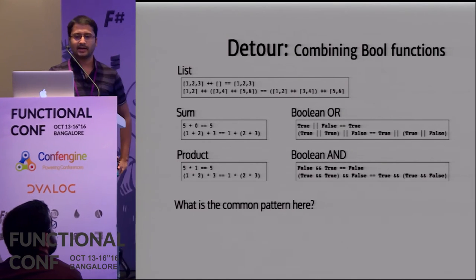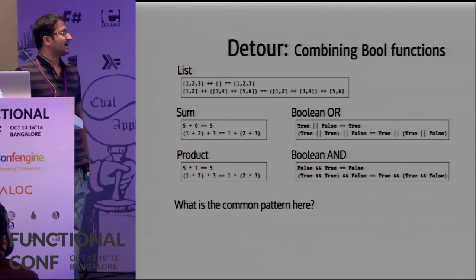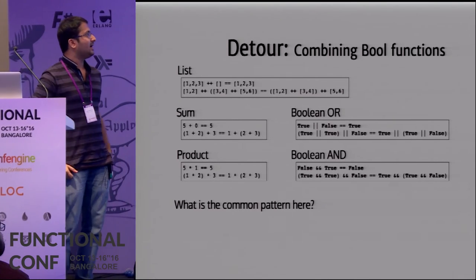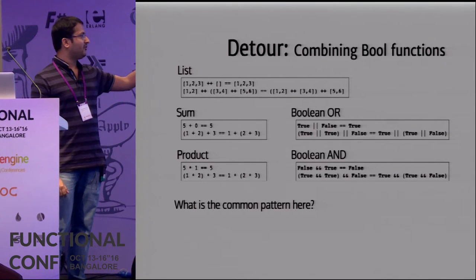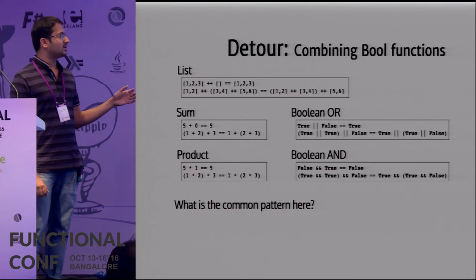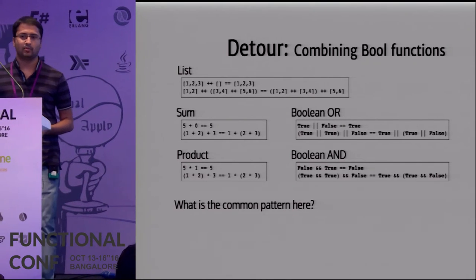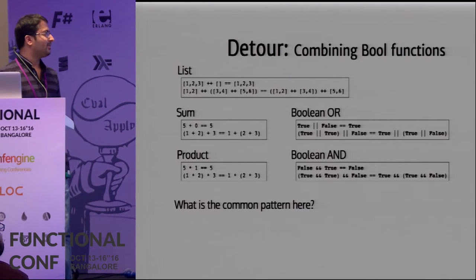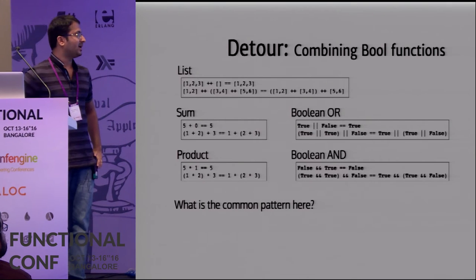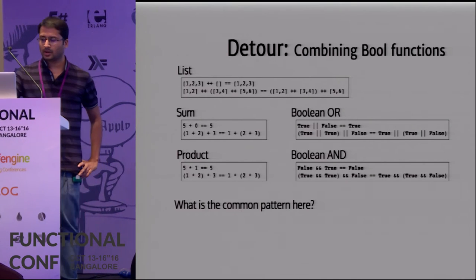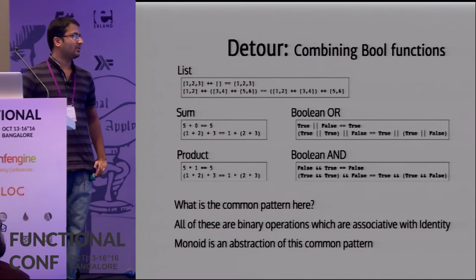So the first common pattern here is identity. If you add an empty list to any list, you get back the same list. If you add a zero to a number, you get back the same number. If you AND a true with a Boolean value, you get back the same Boolean value. The next common pattern here is associativity. The order in which you combine these operations does not matter. So it turns out monoid is an abstraction of this common pattern.